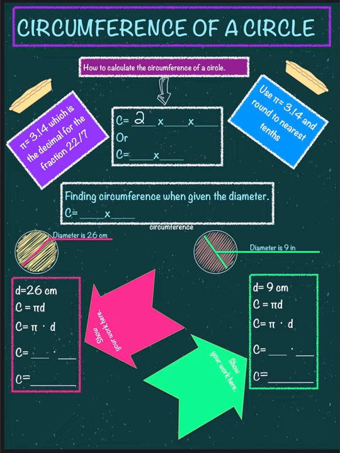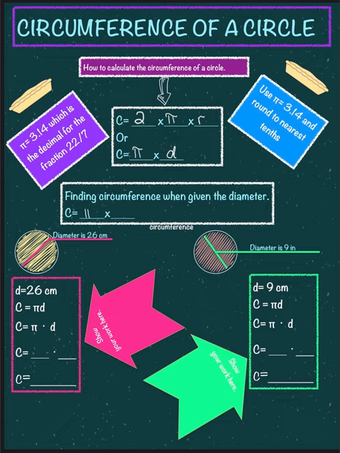We will be going over circumference of a circle. So how you calculate the circumference of a circle, there are two formulas that you can use. The first formula is 2 times pi times the radius. And the second formula is circumference equals pi times diameter.